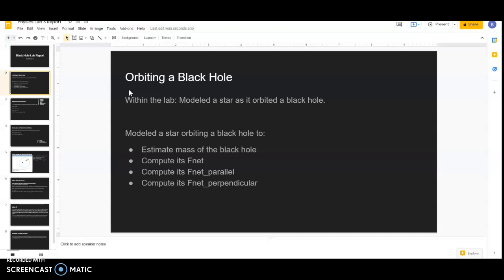This was done to estimate the mass of the black hole, compute its net force, as well as the parallel and perpendicular components of the net force, respectively.